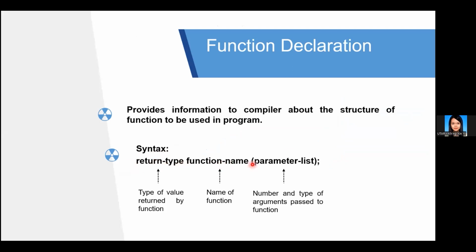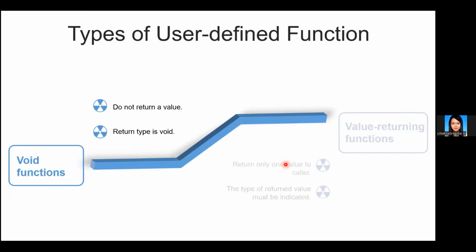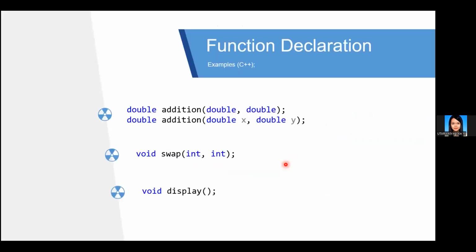Return type, function name, and parameter list. Then we move on to show some examples of the function declaration. So we just try to look at the first part. This is the first example of declaring a function. If you look here, double is the return type, which means that the function is going to return a value with double as the data type, right?